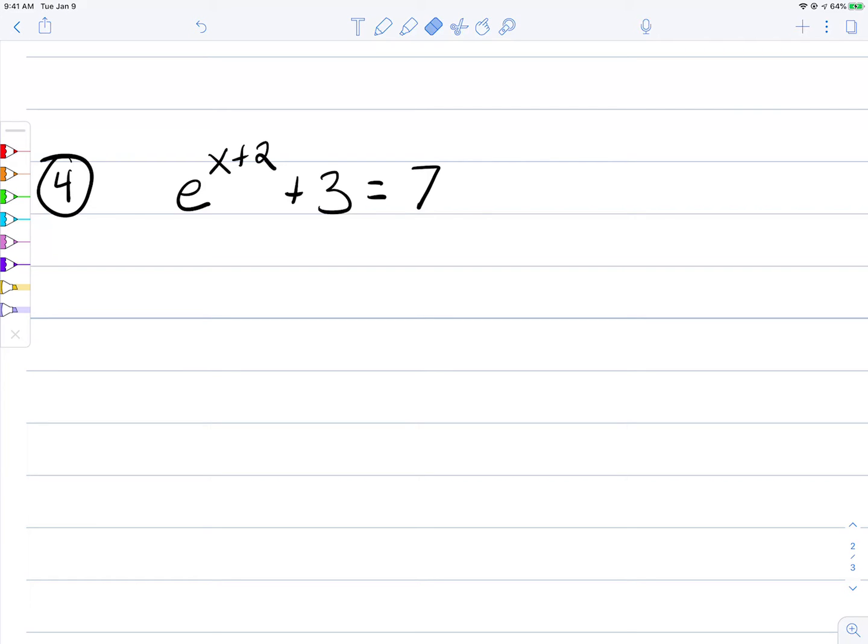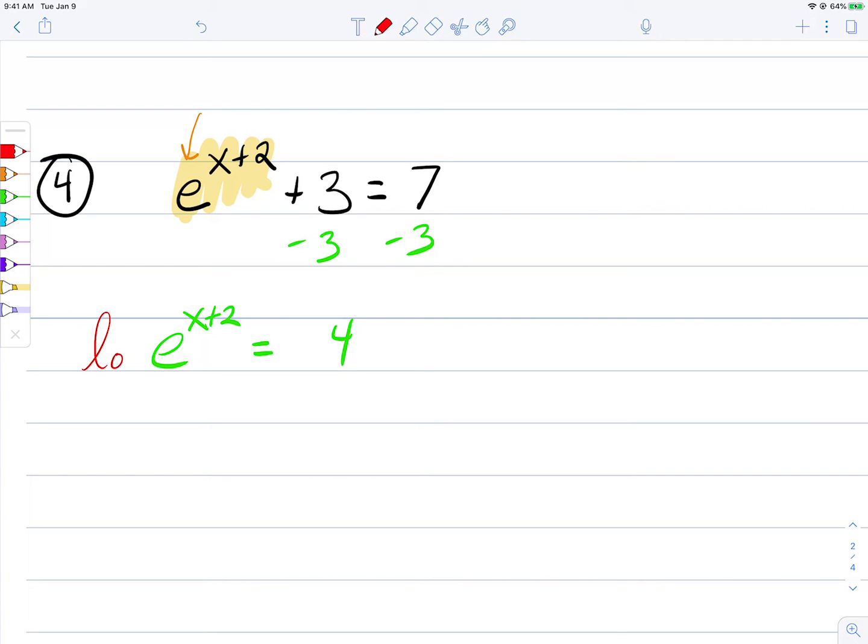Okay, last problem. I'm going to do this problem in two different ways because this problem has an e. So when you look at this, you might be thinking natural log instead of just regular log. Well, our first step is still the same. We need to get the exponential portion of it by itself. So I'm going to subtract 3 from both sides. I'm going to get e to the x plus 2 equals, and 7 minus 3 is 4.